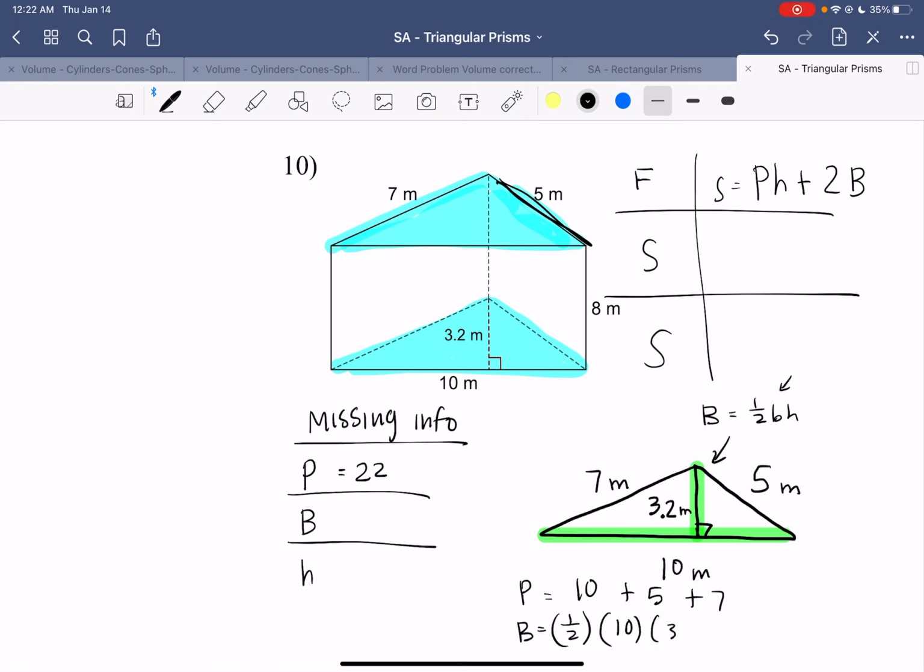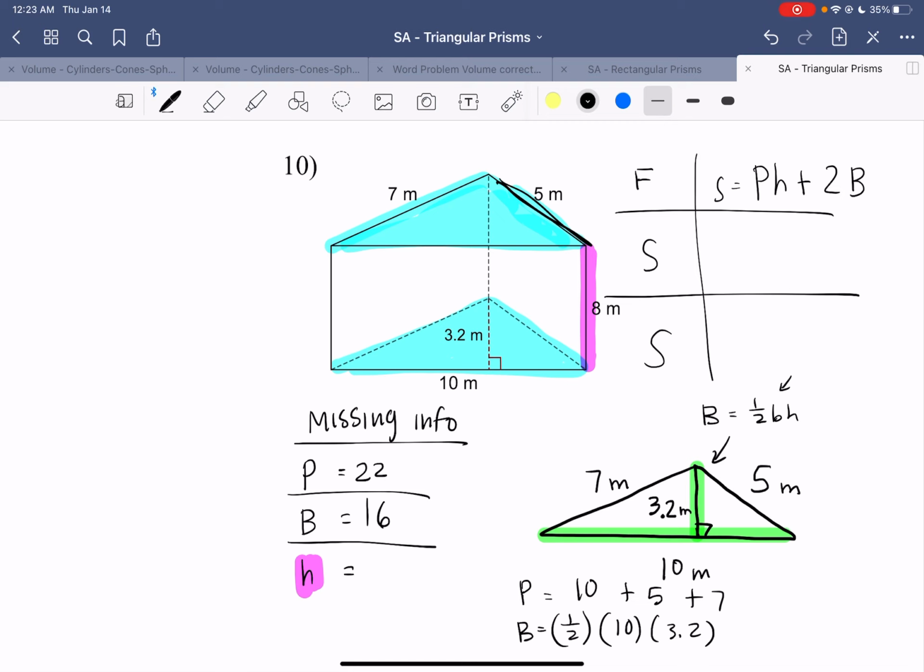So something I like to do is notice that they always just come together at our right angle, just like we had on the last problem. So let's go ahead and multiply this across. So we have 0.5 times 10 times 3.2. So that gives us a measurement of 16. And our height, remember that our height is the thing that connects our two bases. So our height is what's going to connect our two bases, and that is 8.